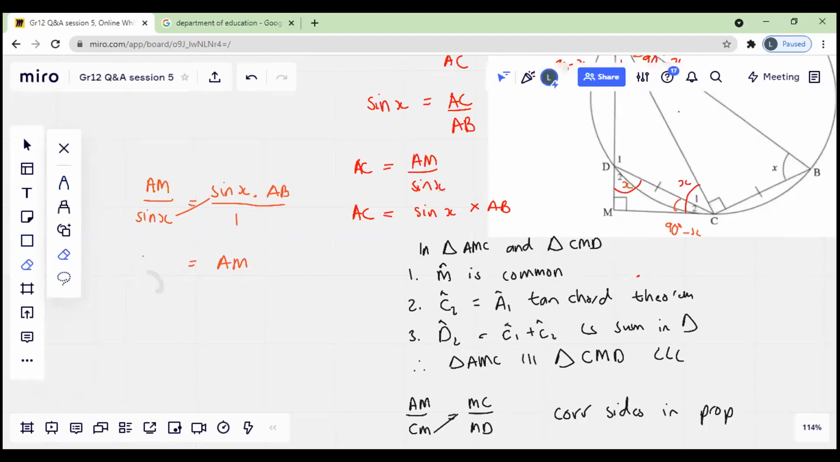Sorry, guys. My brain is clearly fried at this point. Okay, so it's sine squared x times AB equals AM. Divide both sides by AB, and sine squared x equals AM over AB. There we go. My apologies, got there in the end.